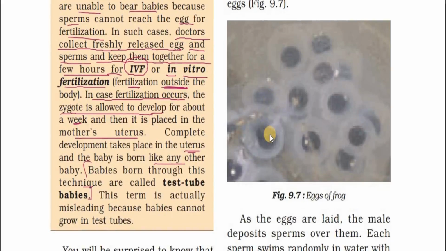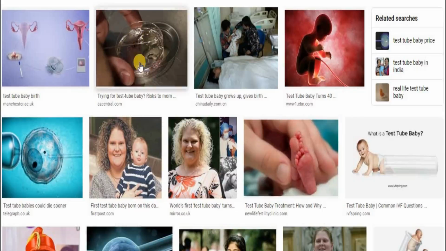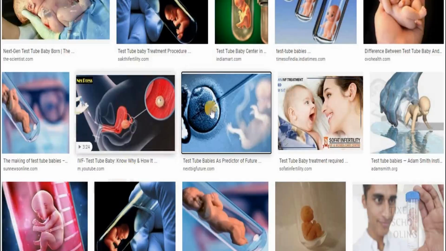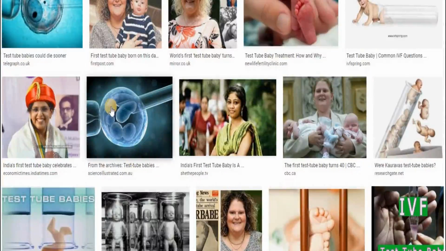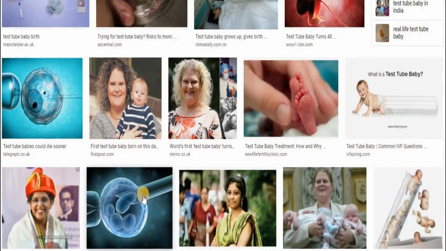Now you see the word test tube is misleading, right? You see what happens. This is the petri dish, right? And in this petri dish, look at this diagram. I'll show you another thing. Look at this diagram. In this diagram, what is happening? The egg is being removed by a syringe.